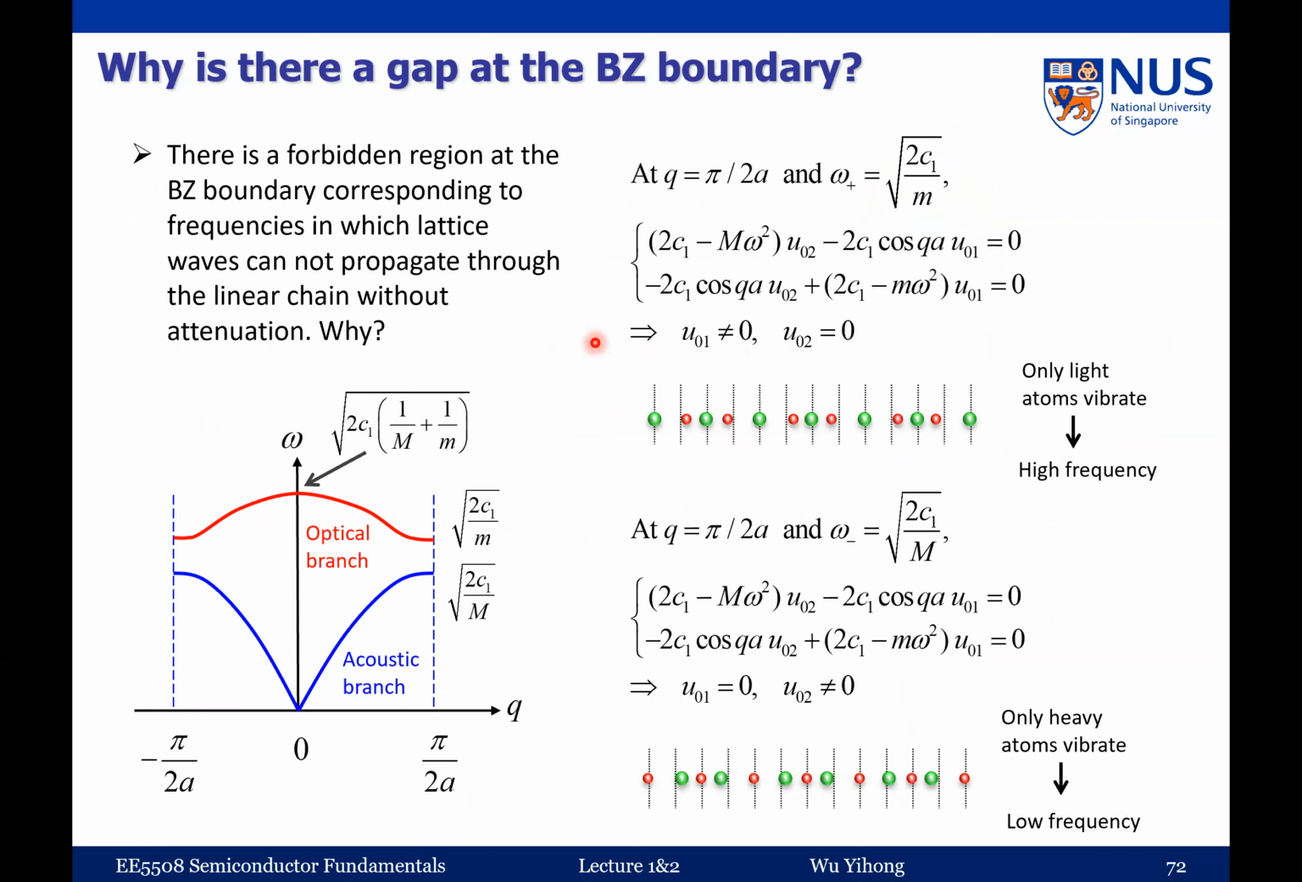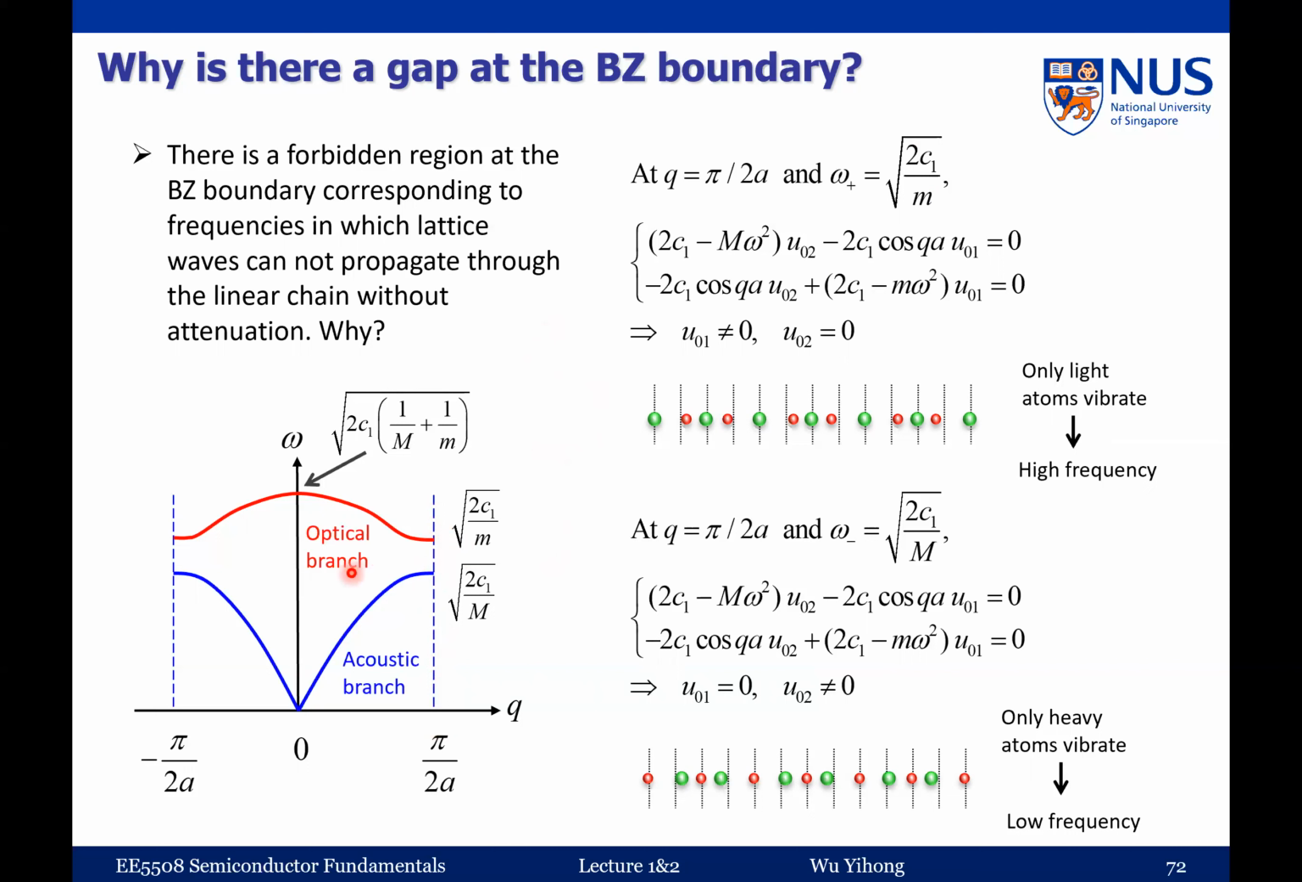Now, why is there a gap at the first Brillouin zone? So what happens in this case? To understand this is actually not so difficult. We just try to look at what happens at the Brillouin zone boundary. So why do you have a gap here? Why can this red curve not be in direct contact with this blue curve? Why do you have a gap opening?